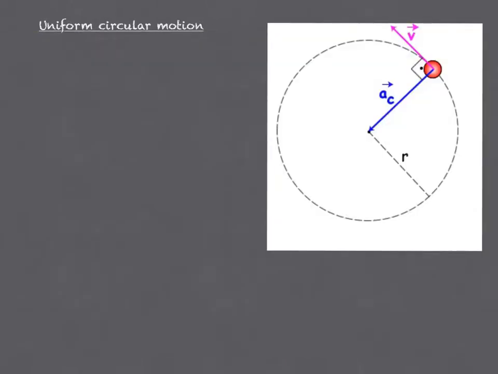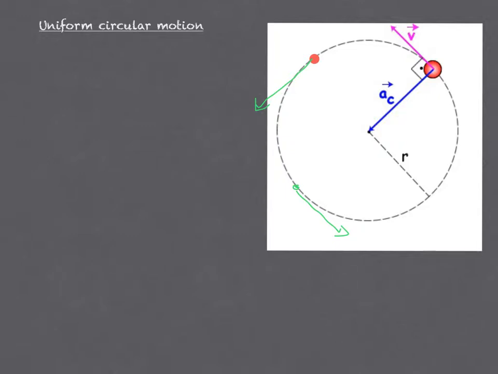Here's a circular path, and a couple things to note is that the velocity is always tangent to the path of the circle. So if the ball was at this location here, the path would end up being tangent to that circle in this direction right there. And everywhere, if the ball is here, it's always tangent.